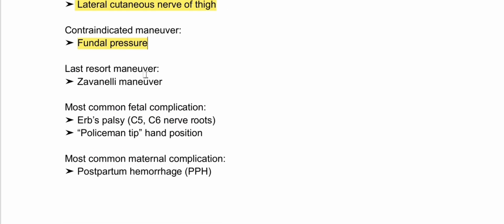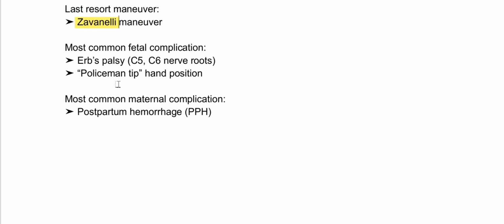The last resort maneuver, that is when everything fails, you can go for the Zavanelli maneuver. The most common fetal complication is Erb's palsy, that is, the C5, C6 nerve roots are involved. It is also called the policeman tip hand position. And the most common maternal complication is postpartum hemorrhage.